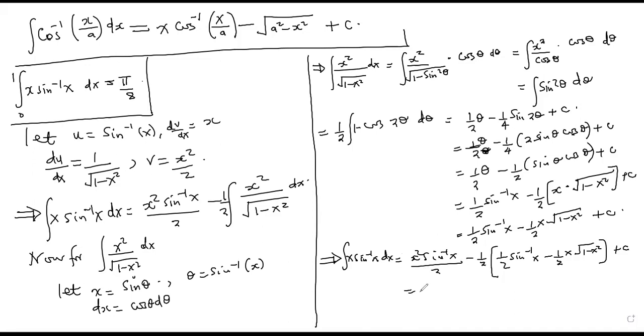All right, this is going to be equal to x squared sine inverse x over 2, minus a quarter, since I'm multiplying a half inside, minus a quarter sine inverse of x, then plus a quarter x root 1 minus x squared plus a constant.